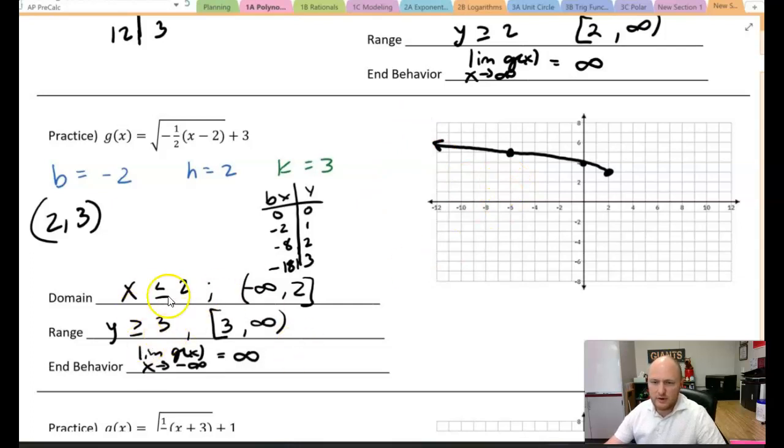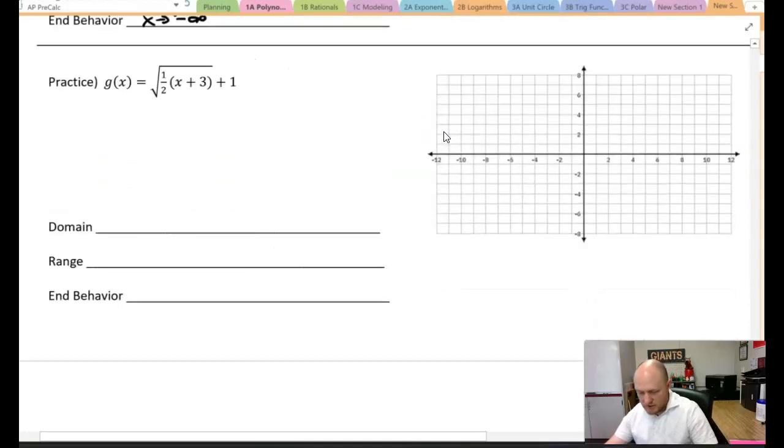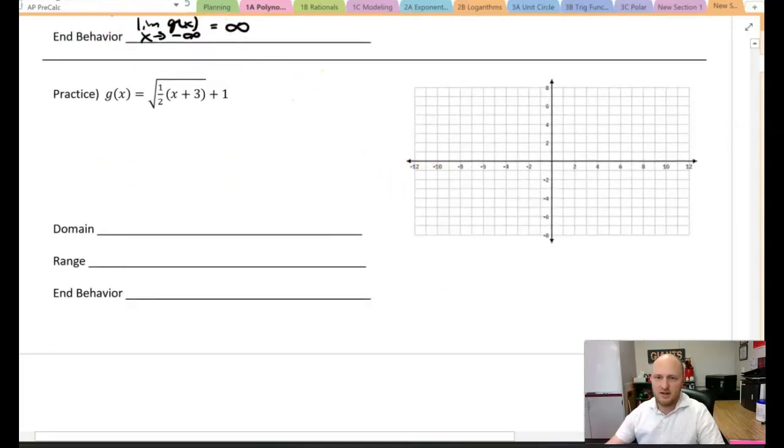Your domain and range, x is less than or equal to 2, so -infinity to 2, and your range y is greater than or equal to 3, so 3 to infinity. The end behavior, the limit of g of x as x goes to -infinity, because we're going to the left, that's going to go to positive infinity. Here's the last practice problem. Please pause me and try this example.